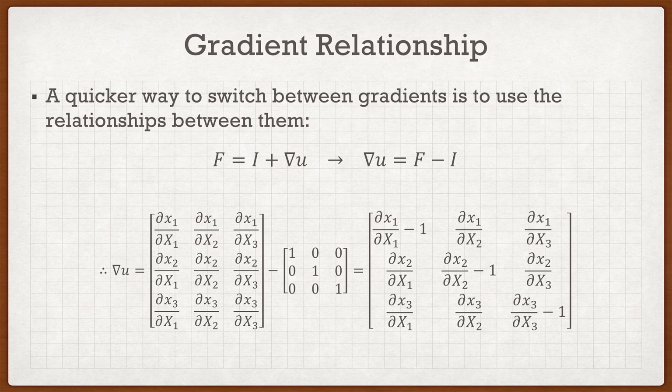Because if we look here, we can say that nabla U is equal to F, which is the partial derivatives of x1, x2, and x3 with respect to big X1, big X2, big X3, which again, we know from part A. And all we have to do is subtract the identity matrix.